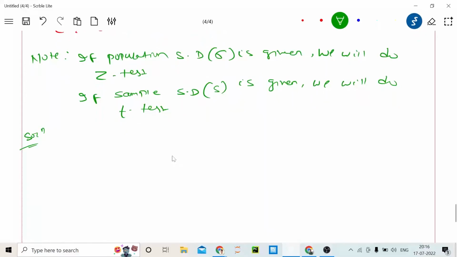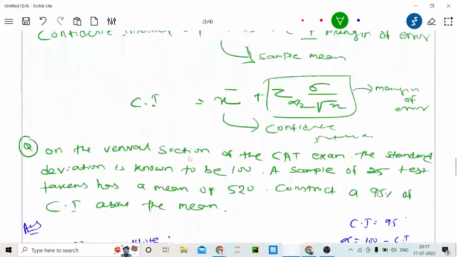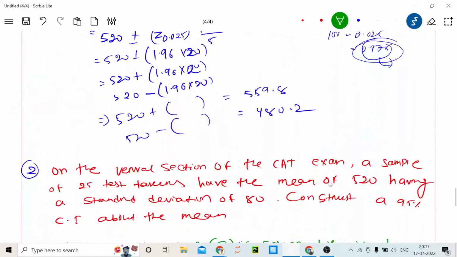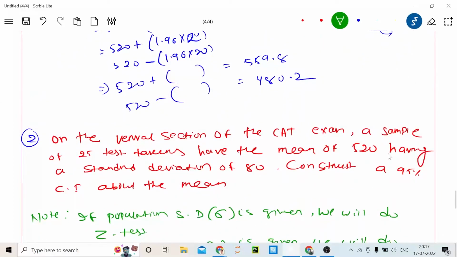Solution: the first given is that our x bar is 520, that means our mean is 520, and the sample size is 25 people. In the previous case the population standard deviation was given. This time you can see the standard deviation is 100 for the population, and the sample of 25 test takers has a mean of 520, having a standard deviation of 80.